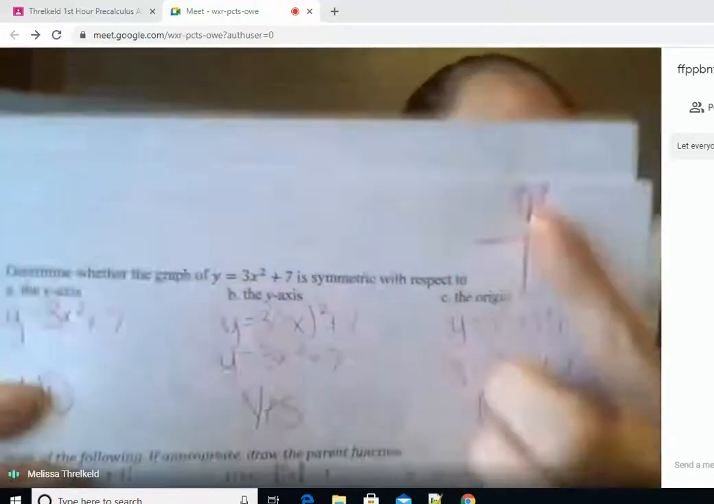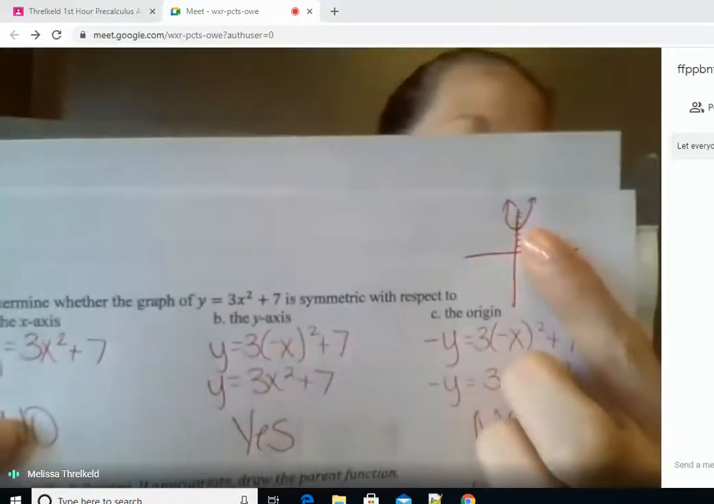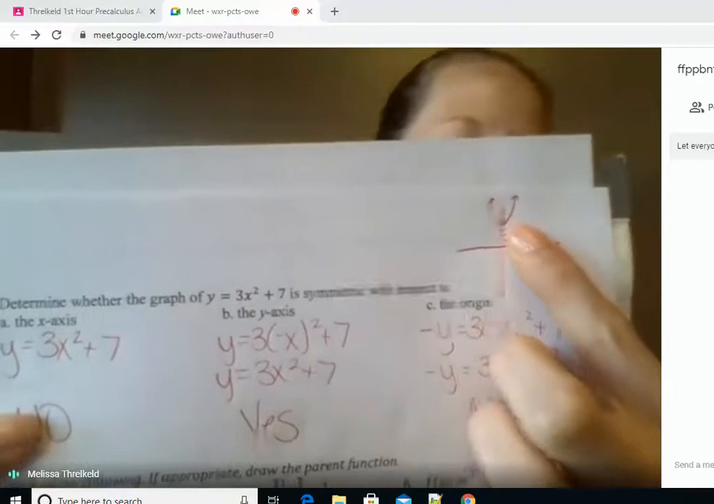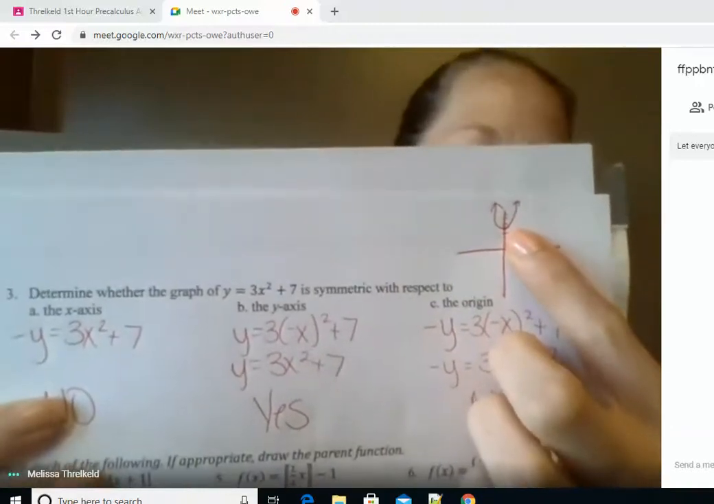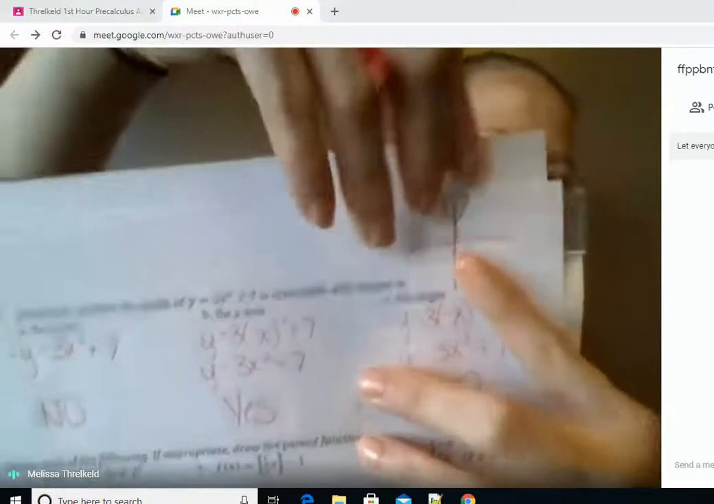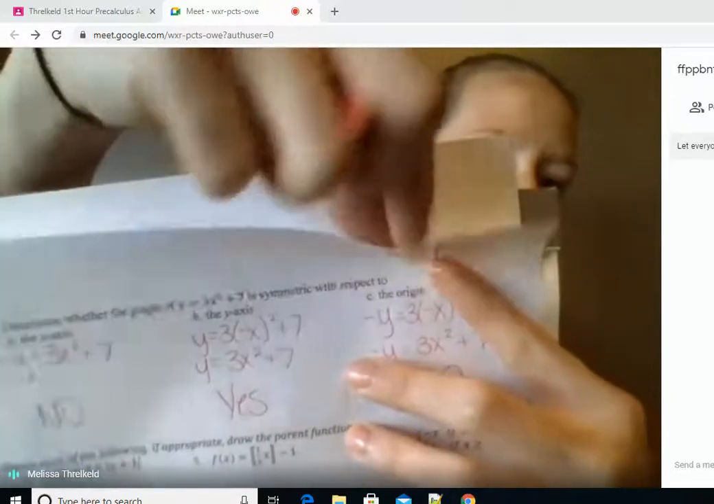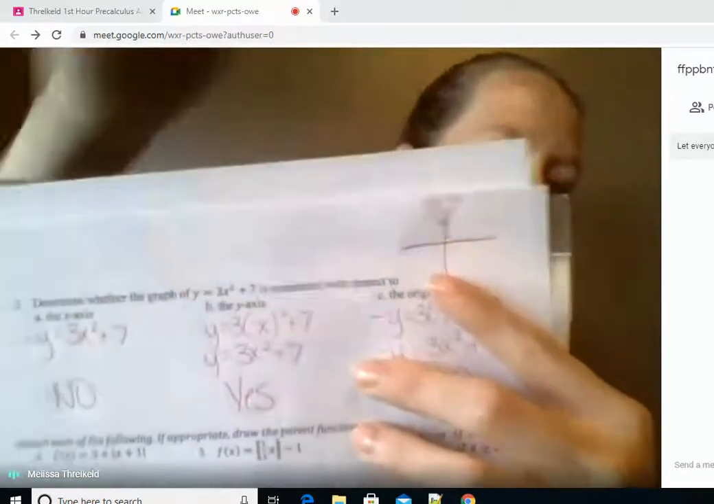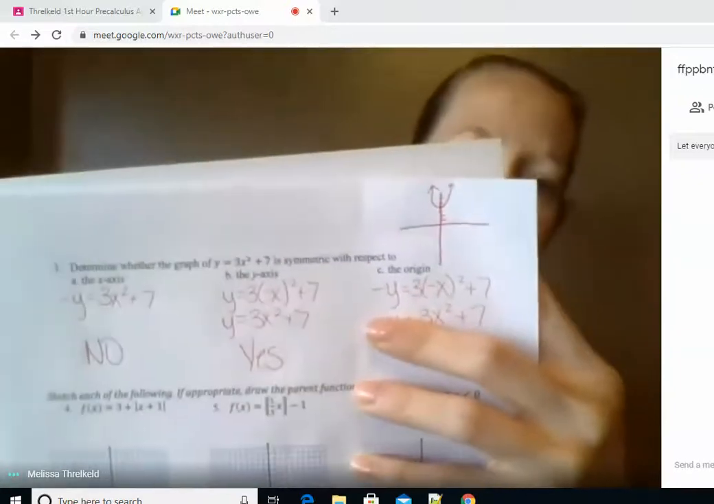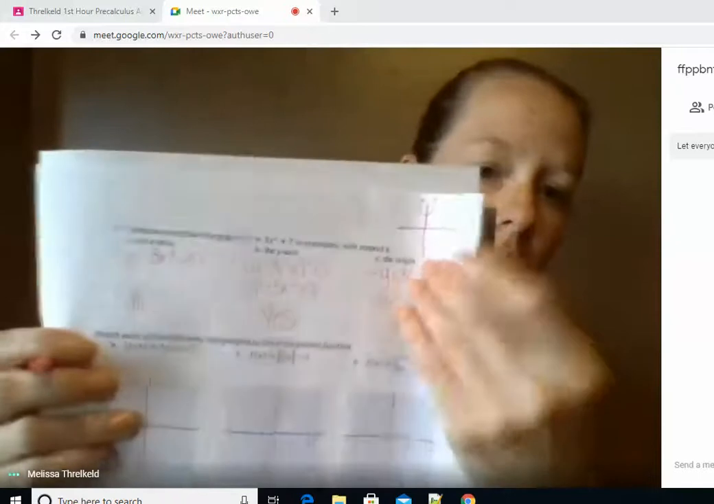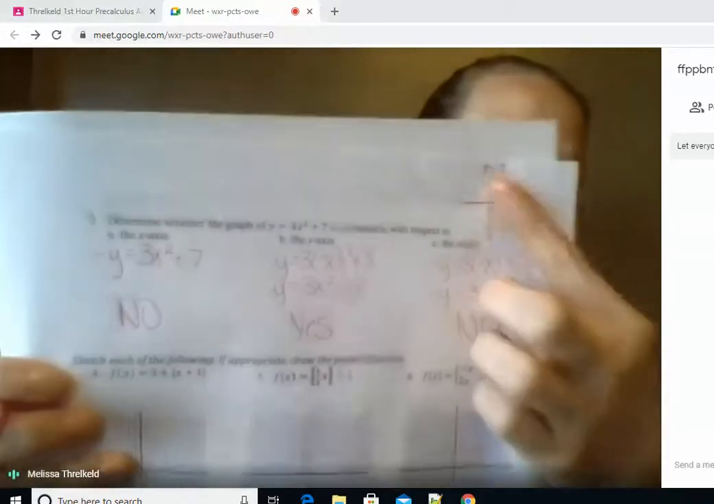Okay, so you're looking at a calculator, you see something like this, except a little prettier because I'm not good at graphing. And I can see, symmetric to the x-axis means if I fold my paper on the x-axis, it overlaps itself. And that is definitely not the case. If I fold my paper on the y-axis, would it overlap itself? If I fold my paper over this way, do those two halves overlap?